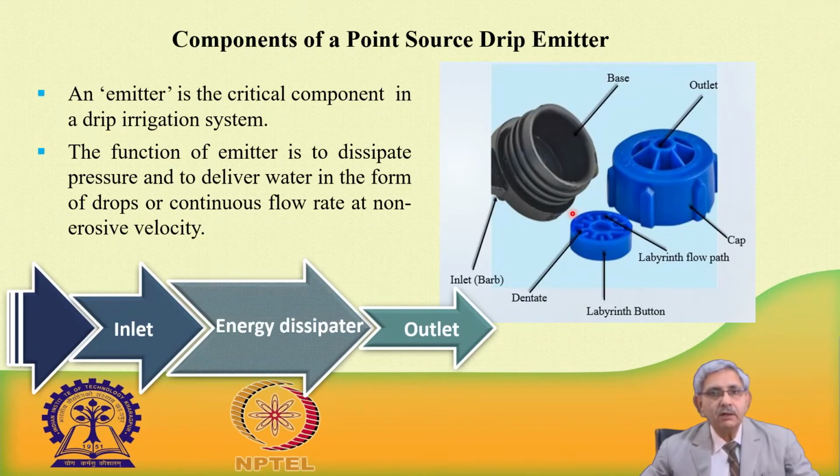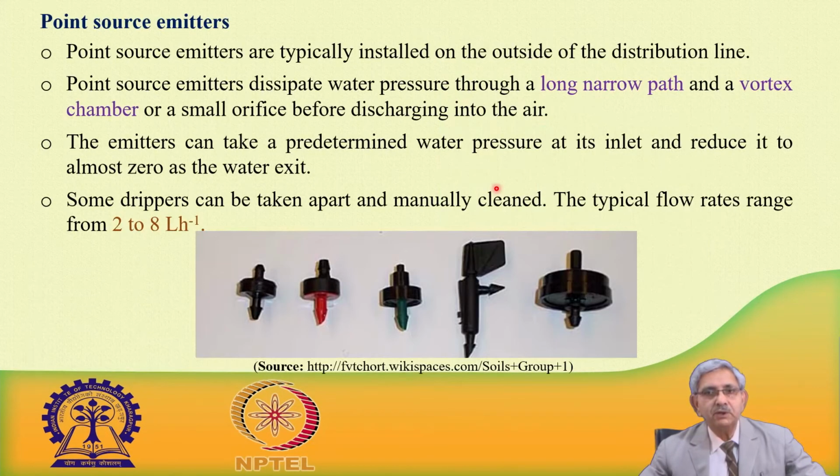Now, a typical point source drip emitter consists of 3 components. You can see here this is a 3 component dripper. One component, if I go to the previous slide, you see this is the barb of the dripper, this particular component, the barb of the dripper.